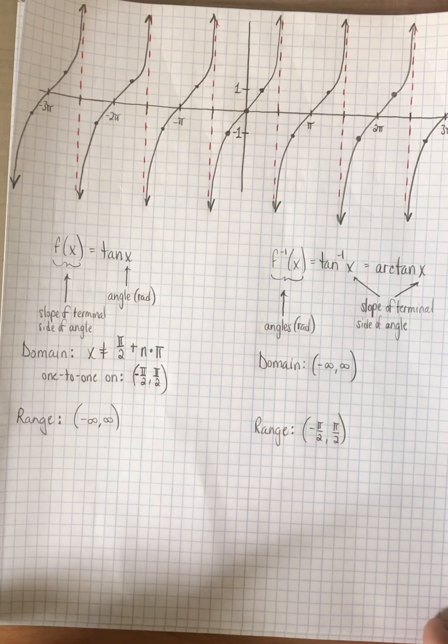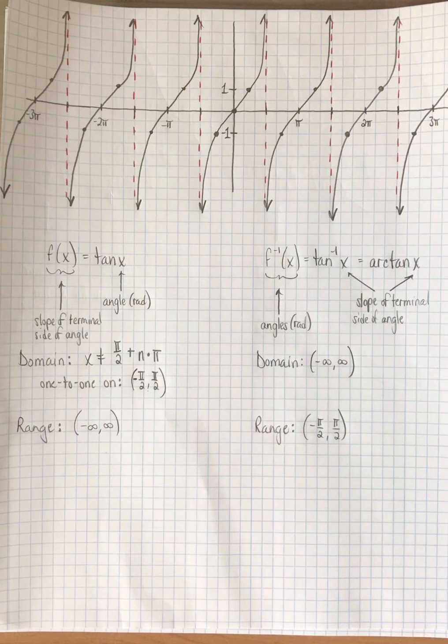So again, tangent has a nice, simple, easy restriction to find, and the rest of it is just taking what we know of the tangent function and flip-flopping it, inputs and outputs, to get the arctangent function.